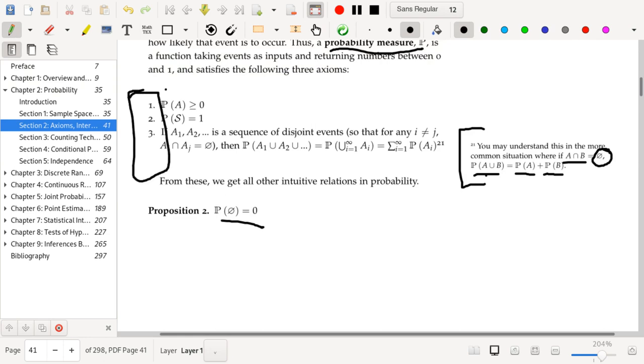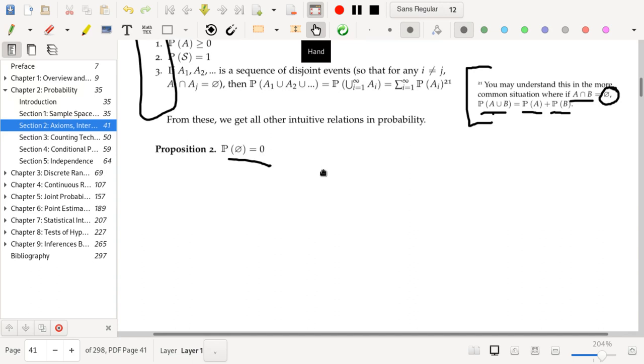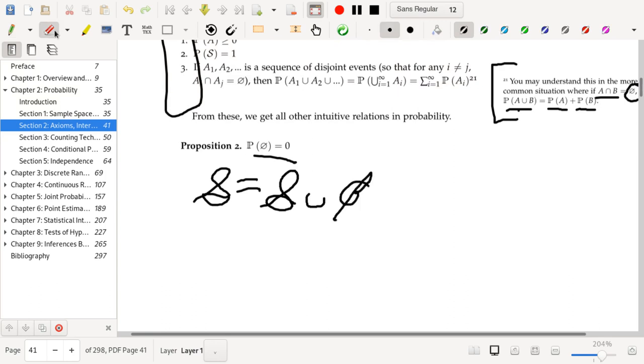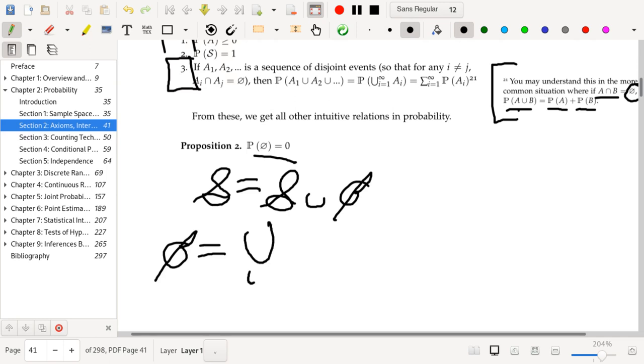All right. Now, that said, we're going to have to use the fact that the probability of the sample space is equal to one. What we could say is this. The sample space is equal to the sample space unioned with the empty set. And in order to use axiom 3 in the way we have written it down, we're going to have to say that the empty set is equal to the union from i equals 1 to infinity of the empty set. So in other words, we need to create an infinite union of empty sets.